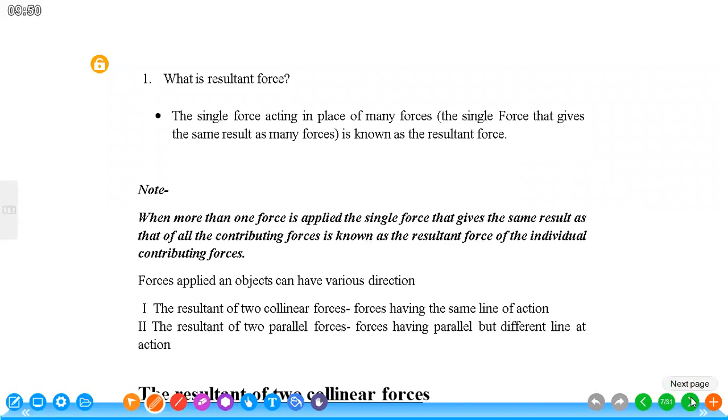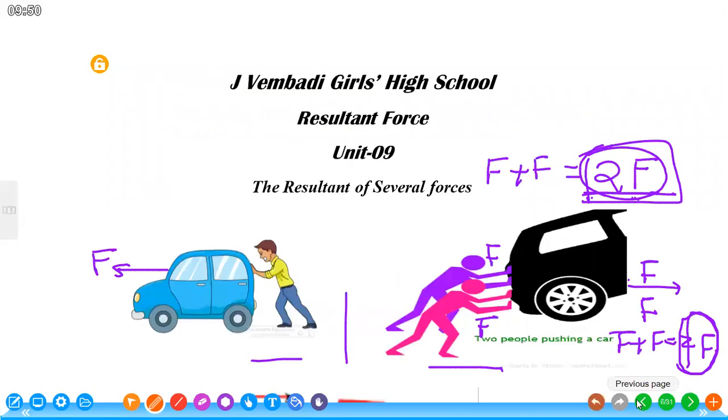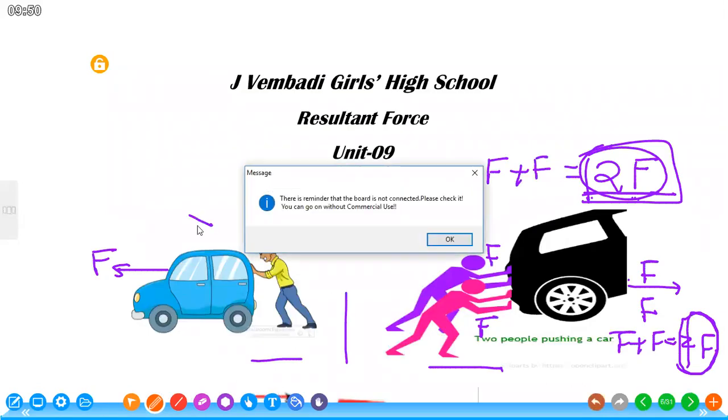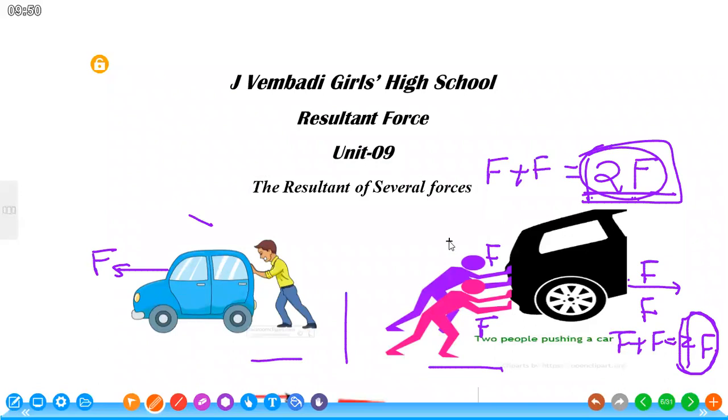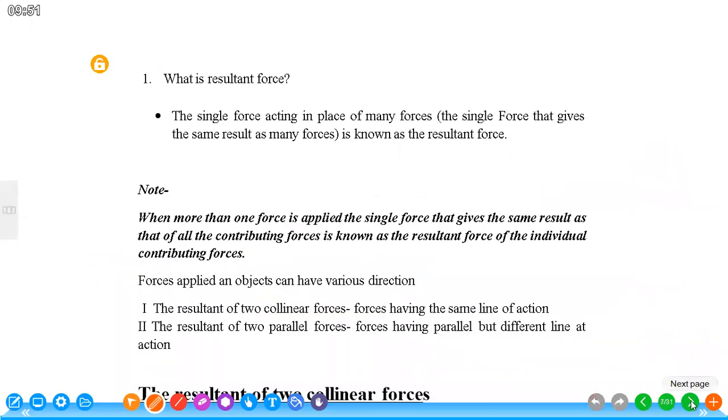Now we are going to observe when more than one force is applied. In here, two people apply forces. So when more than one force is applied, the single force that gives the same result as all the contributing forces is known as the resultant force of the individual contributing forces.